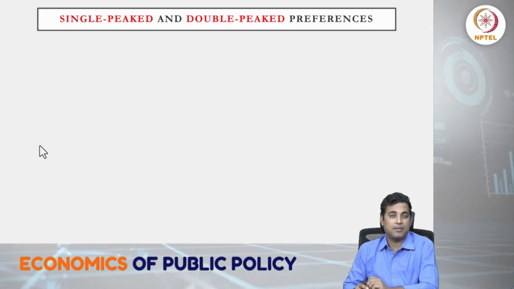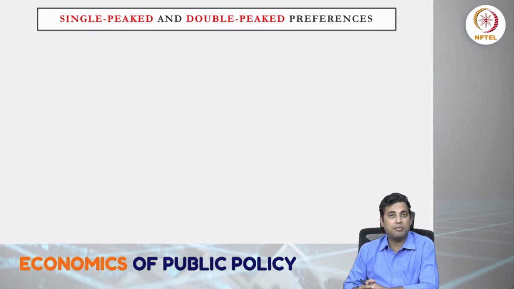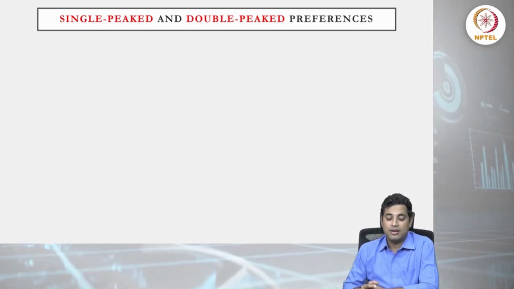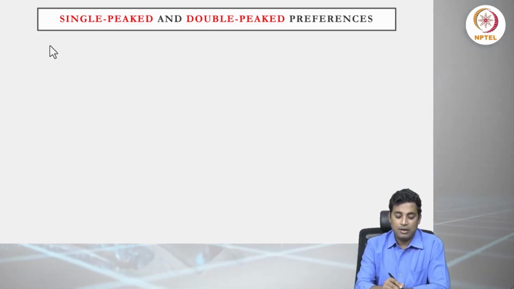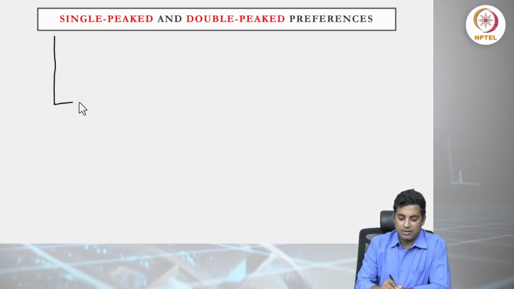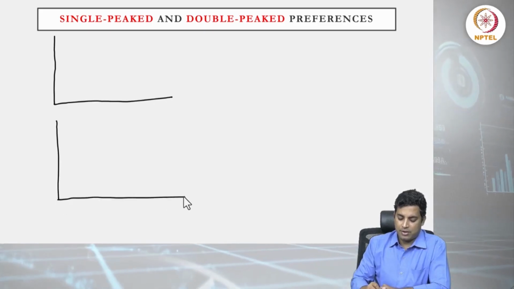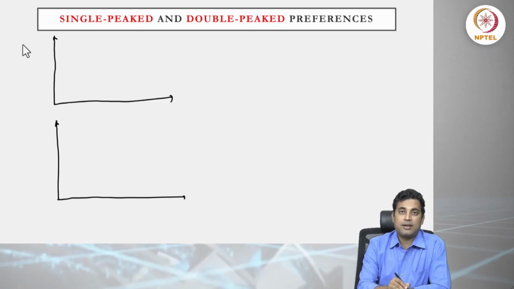Now there are a couple of issues in single-peaked and double-peaked preferences. Sometimes there is one preference, sometimes double preferences, and there we get stuck. We can see this from the graphs that we had illustrated in our last class.